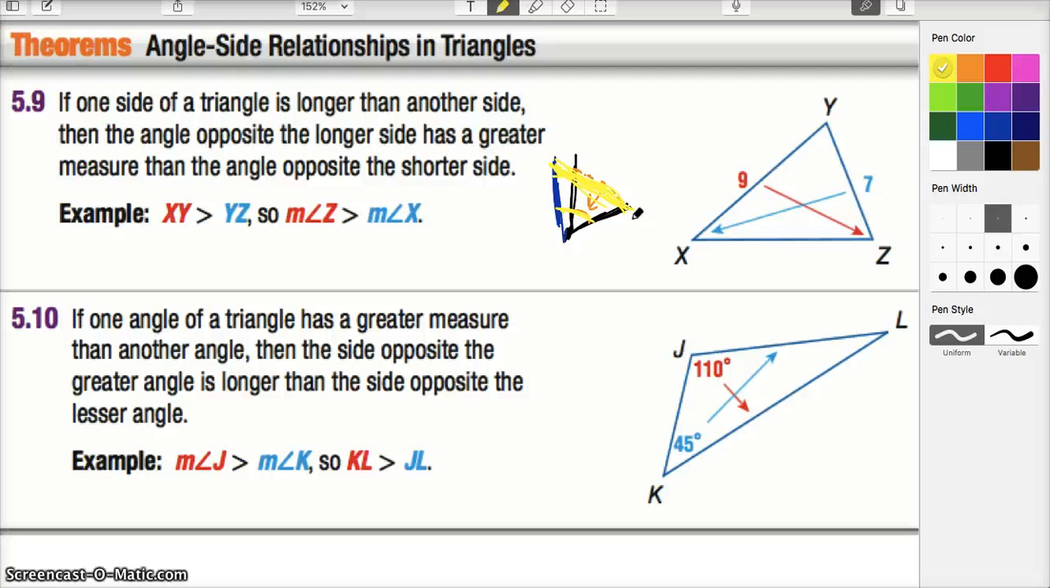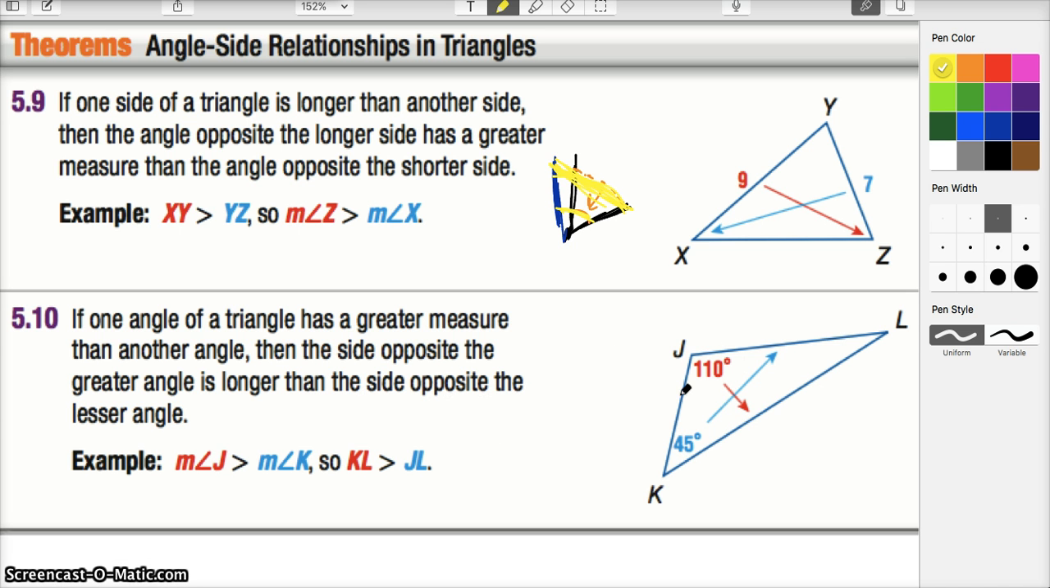Make sense? So angle Z is going to be greater than angle X. And then the converse, kind of like the opposite of it, is talking about angles leading to sides. So if one angle of a triangle is greater in measure than another angle, then the opposite side of the greater angle is longer than the opposite side of the lesser angle.